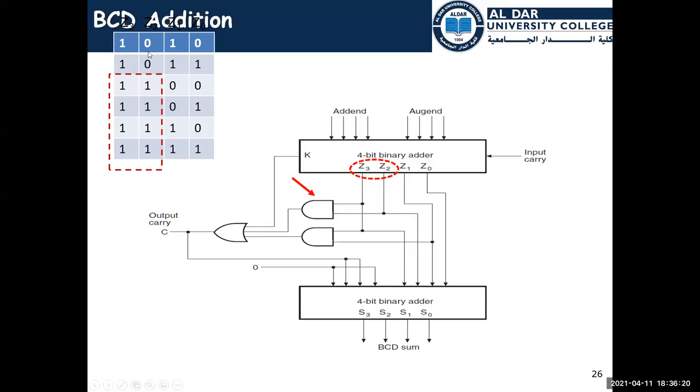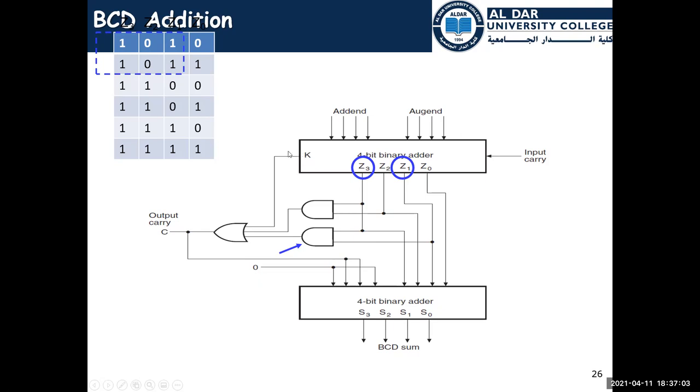So how do we check the other two values? 15, 14, 13, 12, then we have 11 and 10. How to check them? If you check the binary representation, we'll find these are the only values that have a one here and a one here. Other numbers, even from 0 to 9, don't have ones in these positions. So these are Z3 and Z1, they have only ones here. So we check with an AND gate between Z3 and Z2.